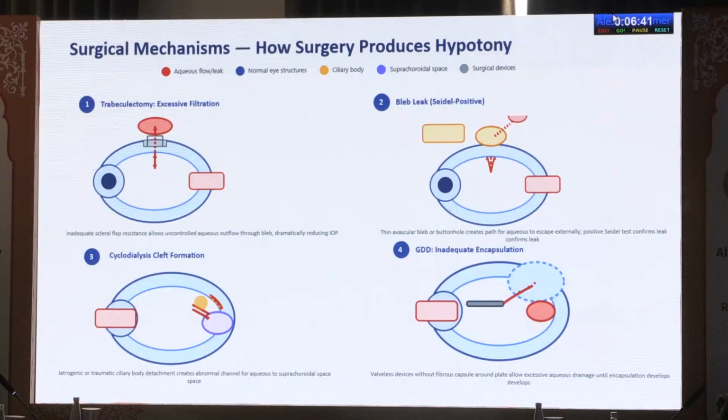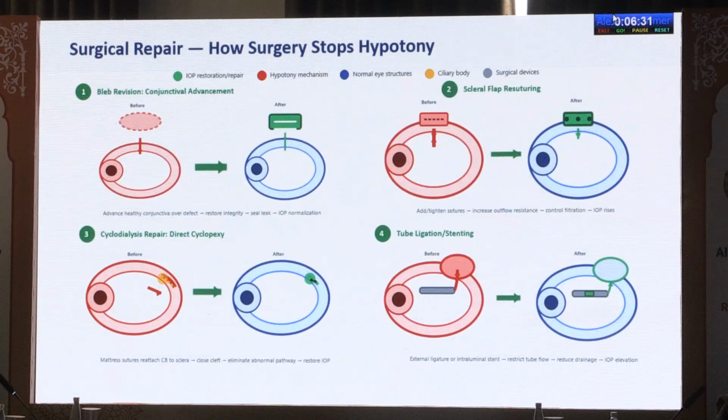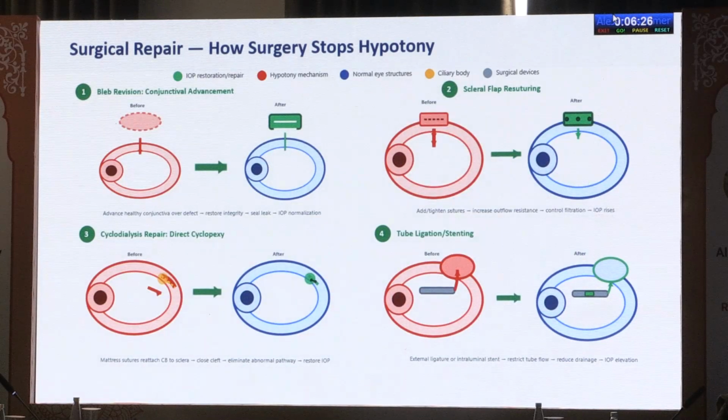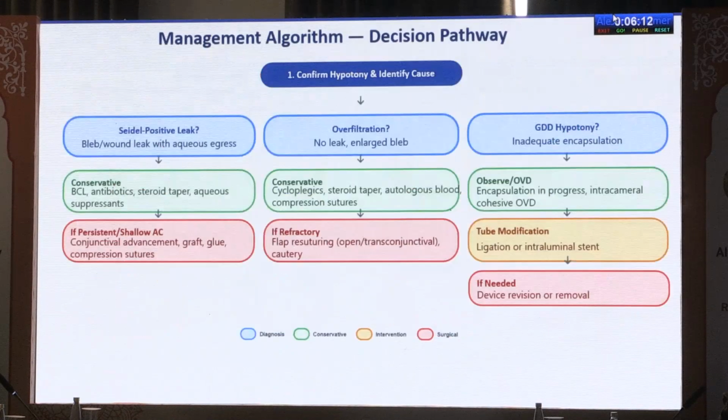One, excessive filtration, the formation of a cyclodialysis cleft, a bleb leak, and if it's glaucoma surgery, a GDD device without adequate protection and excessive filtration. This slide shows how to stop it: repair the bleb, repair the cyclodialysis area, a scleral flap resuturing or tube ligation, or now there's something called tube stenting also, where you can put a temporary tube or even Vicryl inside the GDD device to reduce the flow.